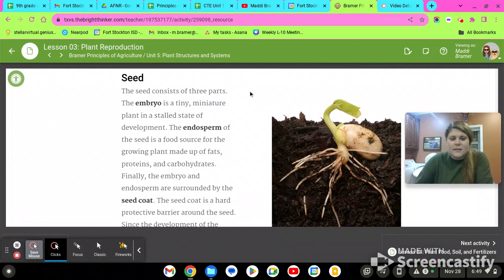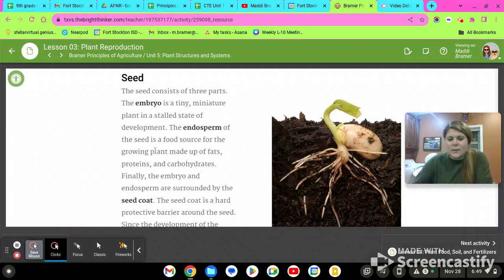All right, so let's go down to the seed. So the seed is very important. That's where it all starts. There's a really good picture of a seed opening up and starting a plant. Okay, so a seed consists of 3 parts. The embryo, which is a tiny miniature plant in a stalled state of development. So it's in that seed, ready to go.